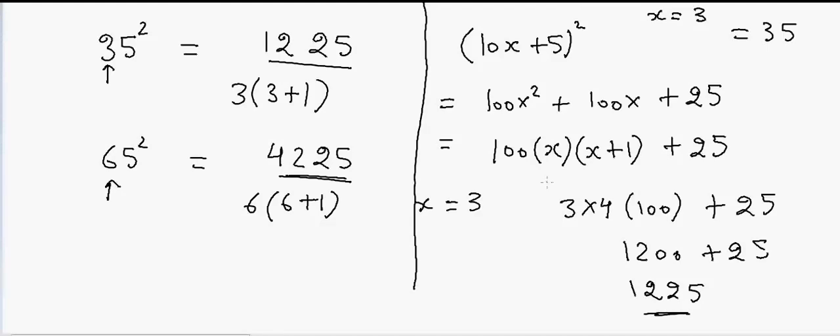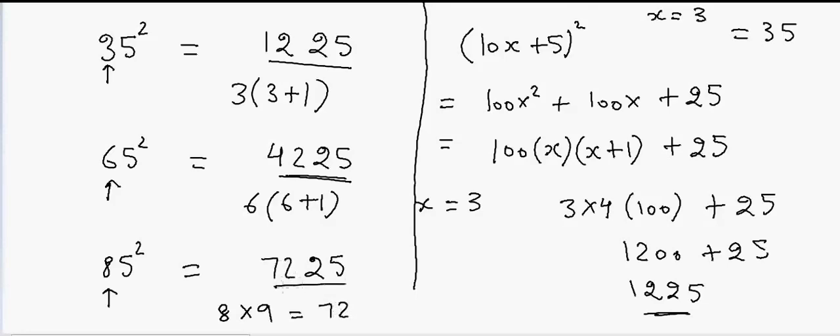So basically we are adding 1 to the first digit, multiplying it with the first digit, multiplying by 100 and then adding 25 in the end. So another example, if I have 85 square and I want to do a square, so that will be equal to 25 and we'll do 8 into 9, that's equal to 72. So answer is 7225. So this is how this trick works.